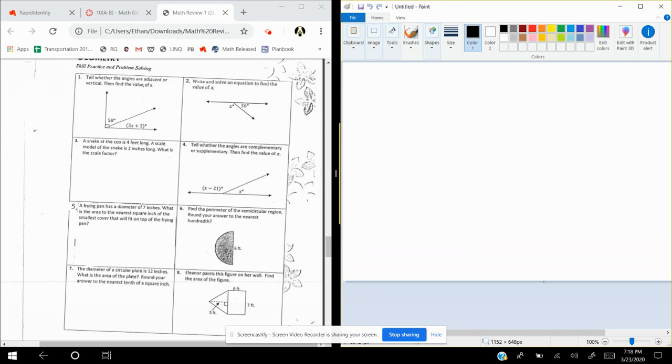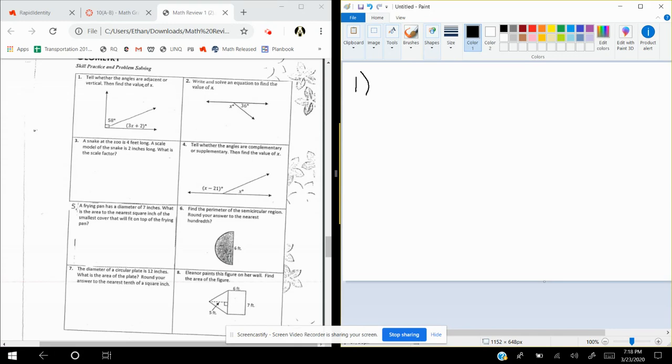Okay. All right. Number 1. Tell whether the angles are adjacent or vertical. Then find the value of x. Well, I have a 58-degree angle and then a 3x plus 2 degree angle. I don't know what that 3x plus 2 angle measurement is yet. We will find that out shortly.